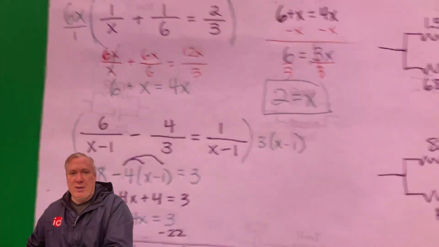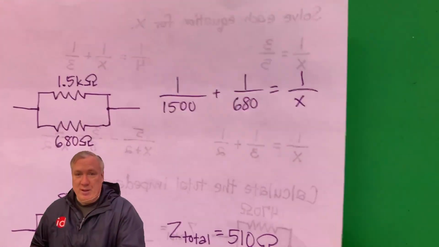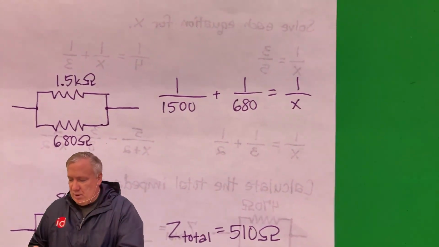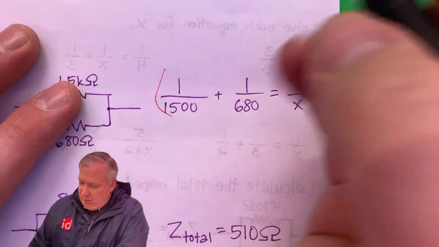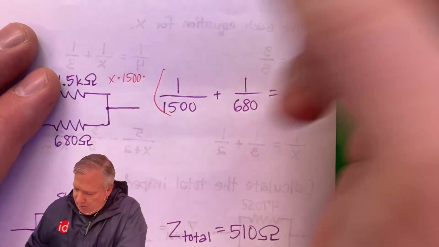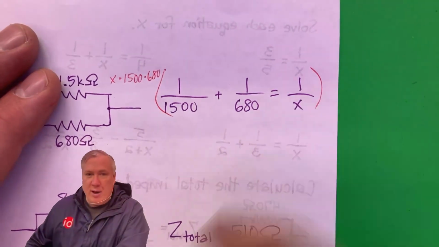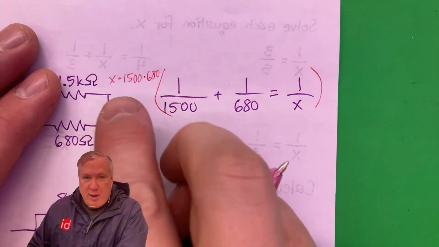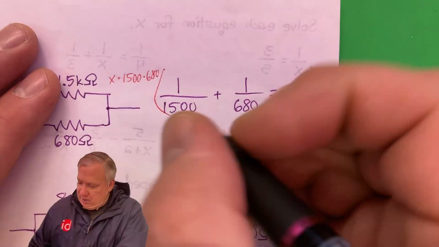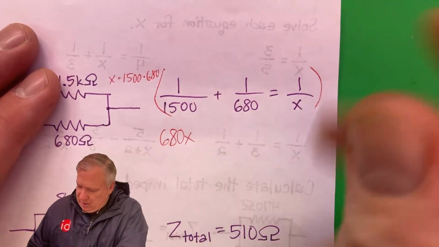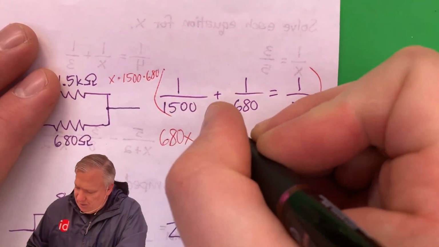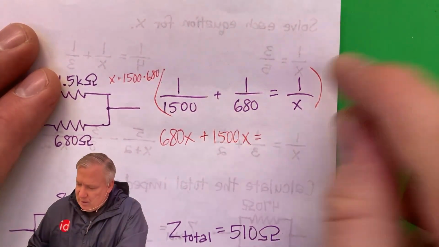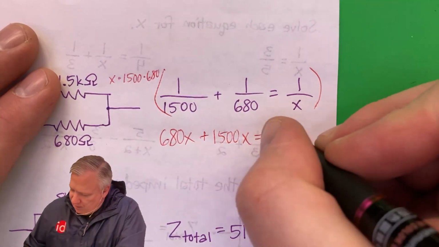It's not much different, so I'm going to race through this problem. Okay? This is a good example of where you don't need a least common multiple, you just need a multiple. So I'm going to multiply both sides by x, by 1,500, and by 680, because that's what's on the bottom here. I'm going to multiply it by all three. So when I multiply this first one, the 1,500 cancels, leaving 680x, because that's what's left over. When this one, the 680 cancels, leaving 1,500x. And the last one, the x cancels, leaving 1,500 times 680.